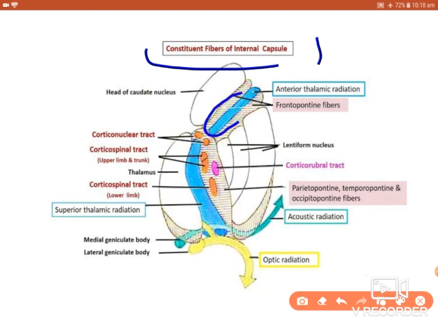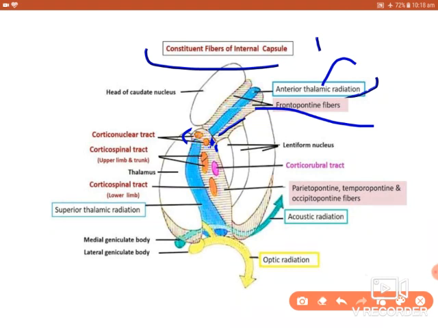Here this is the anterior limb. Here you can see there is the thalamocortical fibers, that is the anterior thalamic radiation, and also there are motor fibers here. These are called the frontopontine fibers. So this is the sensory fibers. In this genu here you can see the pyramidal fibers. These are the corticonuclear fibers. Then you can see there are frontopontine fibers also.